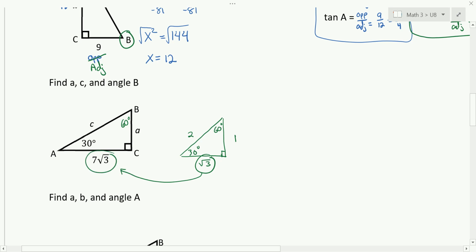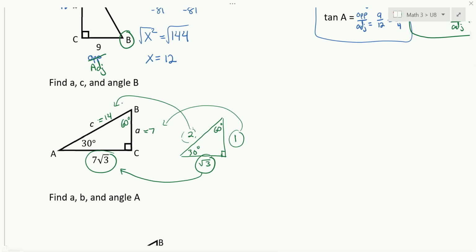So what's A have to be? 7, because I multiply the 1 by 7. And what's C have to be? 14, because I multiply the 2 by that scale factor of 7. So if you look for that scale factor, what do you multiply by to get from one triangle to the other? Because they're similar, they're proportionate. But this is the 30, 60, 90, and those side lengths that I want you to commit to memory.